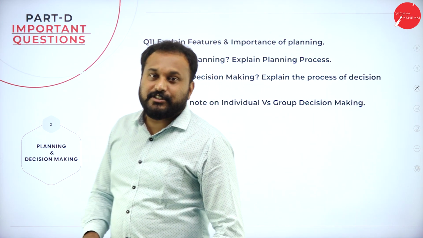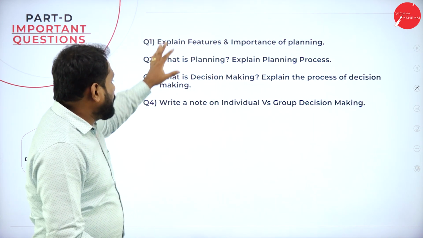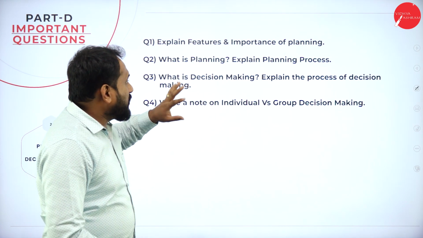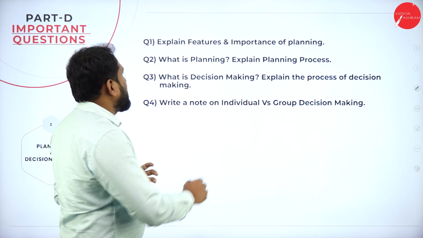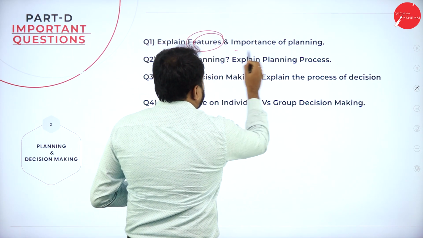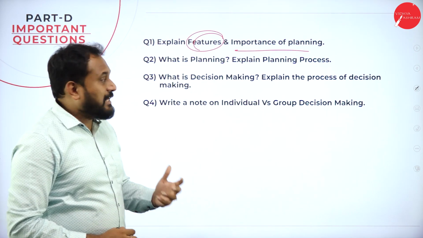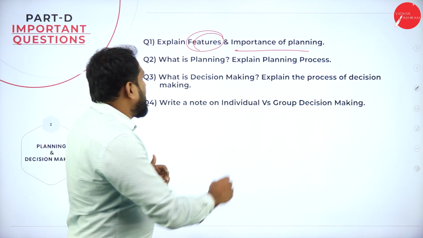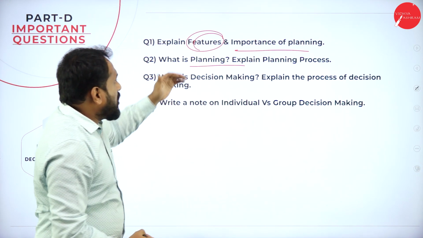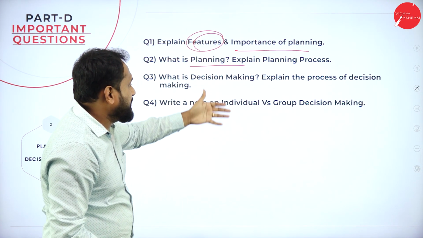In this planning and decision making, I have given 4 questions. Go for all the 4 questions. It's a straightforward question which you will be getting. That is, the first one is explain features and importance of planning for 15 marks. What is planning? Explain planning process. It can come for 10 marks. Now again you have a combination. If not these 2 questions, you get these 2 questions.